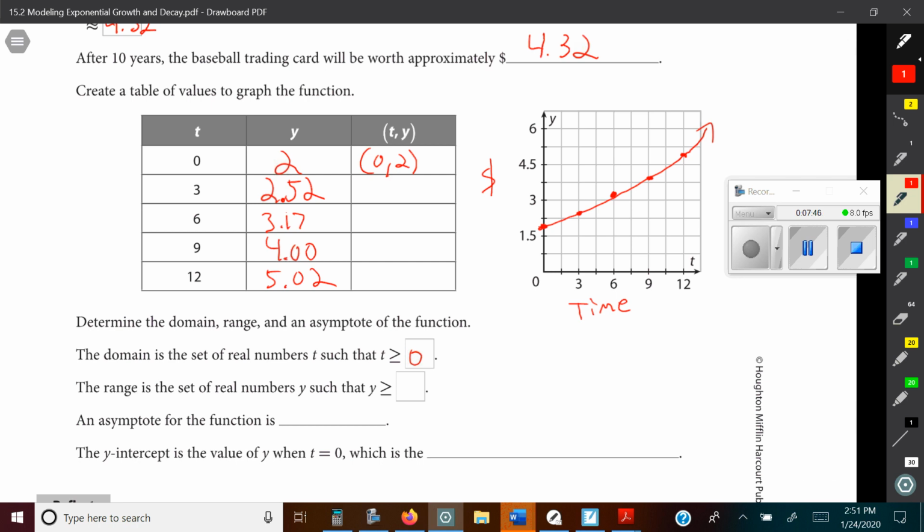Okay, now it keeps on increasing in value. It's going to keep going up. Since it keeps going up, we know that the y is going on forever. But as far as the range is concerned, how low does it go? How far down is it going to go? Well, since it's not going past 0, as far down as it's going to go is 2.